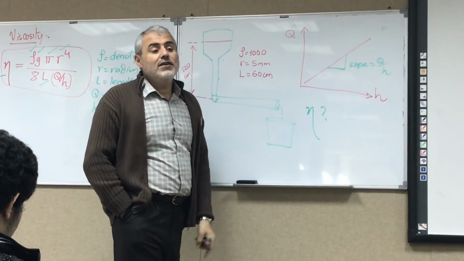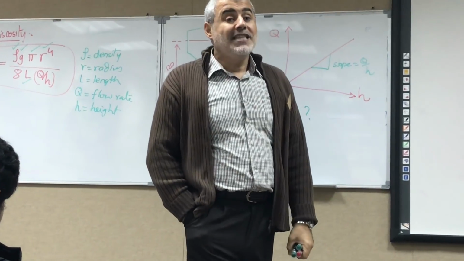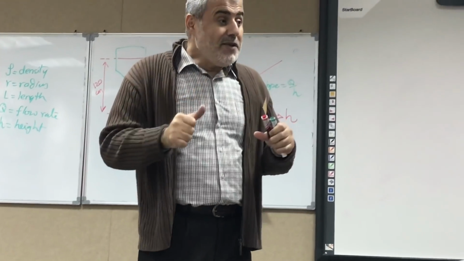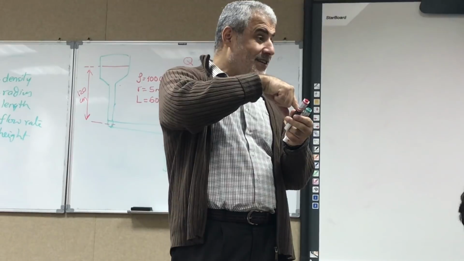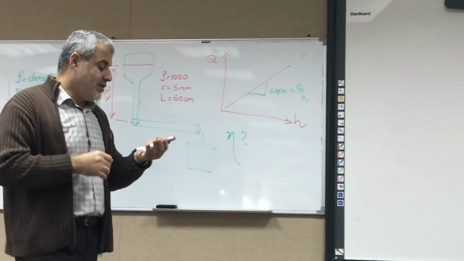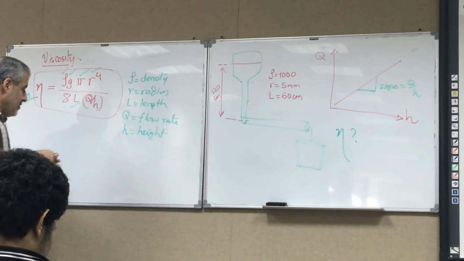The flow rate has a unit of meter cube per second. In the experiment, you converted from centimeter cube per minute into meter cube per second. I need to explain this one, so let me explain this for you.